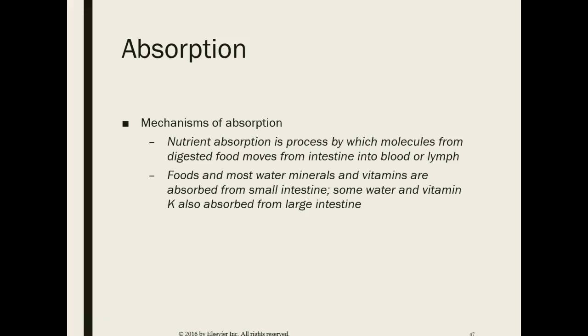Nutrient absorption is going to occur when those end products of the digestive food are going to move from the intestines into the blood or lymph. Foods and most water and vitamins are going to be absorbed from the small intestine, while some water and vitamin K are absorbed from the large intestine.